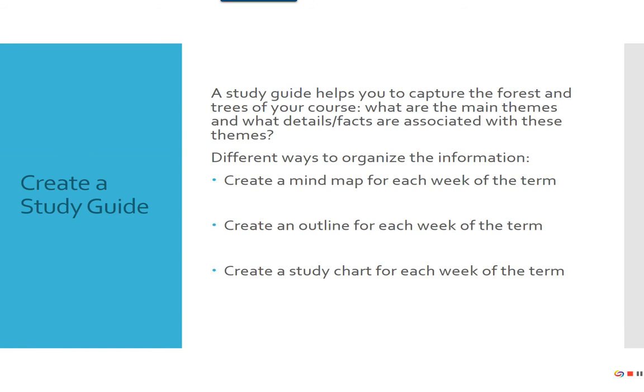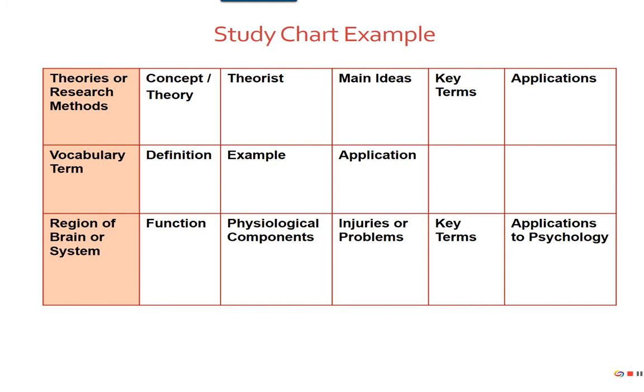Or you could create a formal outline for each week of the term with main ideas broken into topics and details. Another method is to create a study chart for each week of the term. There are many different ways to use study charts. For this class, for the Theories or Research Methods chapter, you may want to define a concept or theory, list the main theorists, its key ideas and key terms or vocabulary, and then how it's been applied to the study of psychology. Or you could create a list of vocabulary terms with a definition, an example, and again, how it's been applied to the study of psychology.